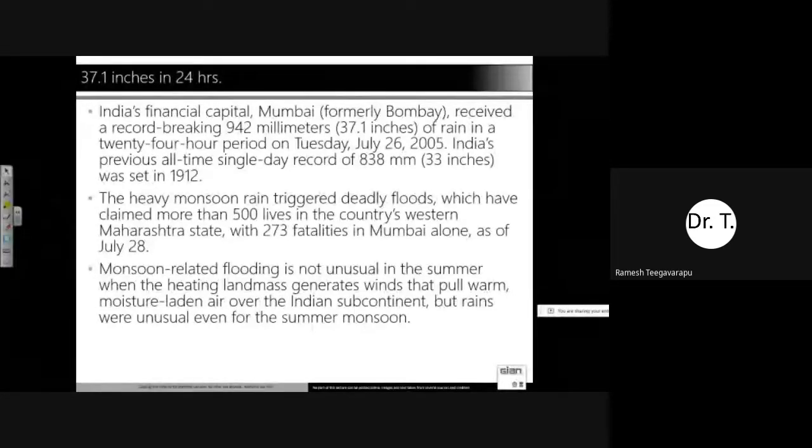So PMPs again are rare extreme precipitation events. This was an event which was recorded by NASA website and so on. This got a very high publicity. This was the first one of those extreme events in 2005 with a record-breaking 942 millimeters of rain in a 24-hour period. Obviously, you must have remembered this event, and this event got a lot of publicity in the United States. And this is definitely a monsoon-related flooding induced by the convective type of rainfall with the moisture coming from the Indian subcontinent. Of course, this is unusual even for a summer monsoon.